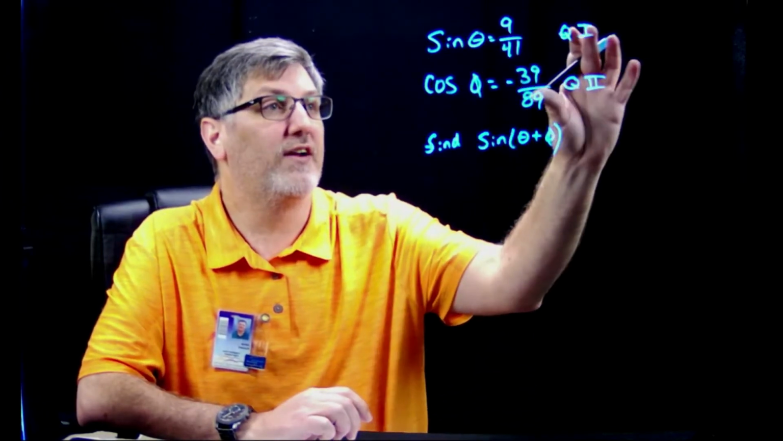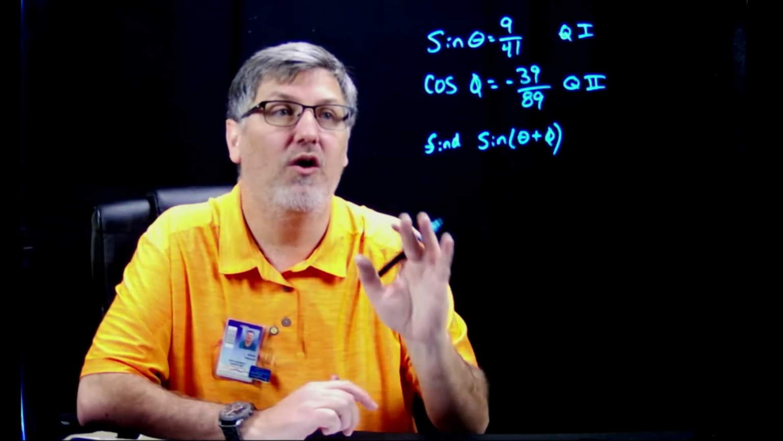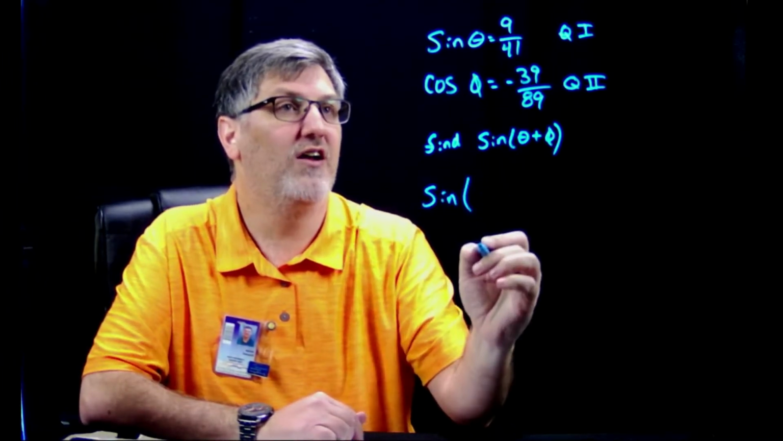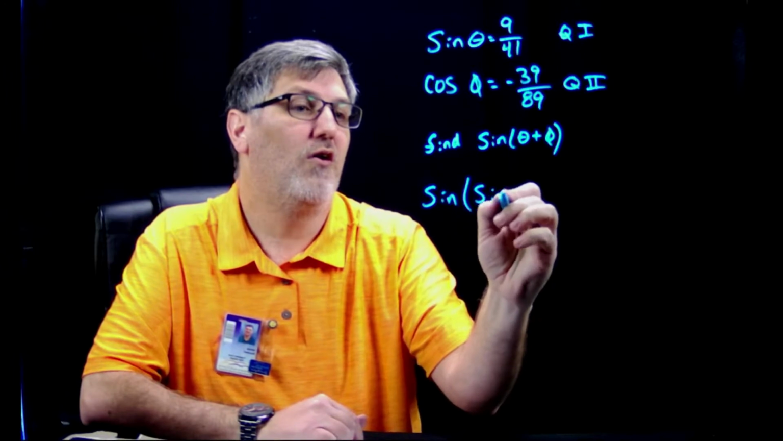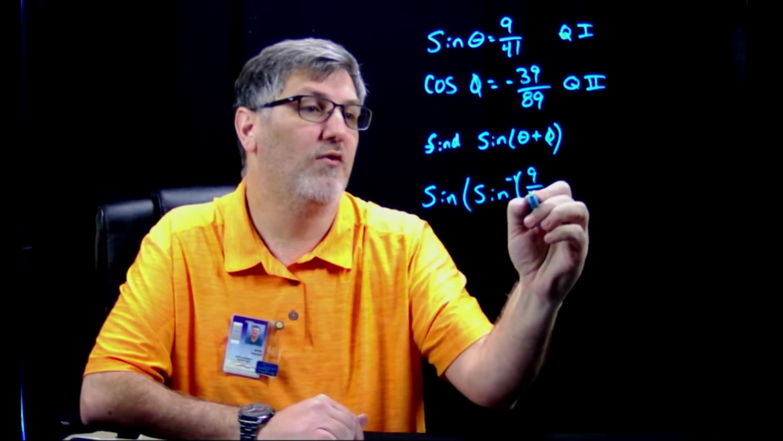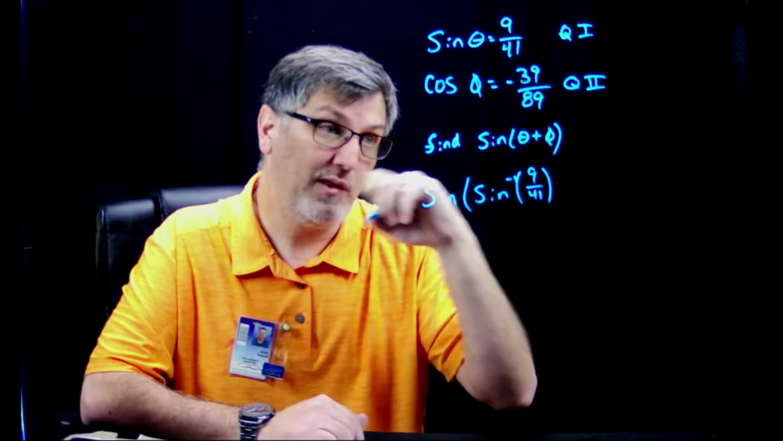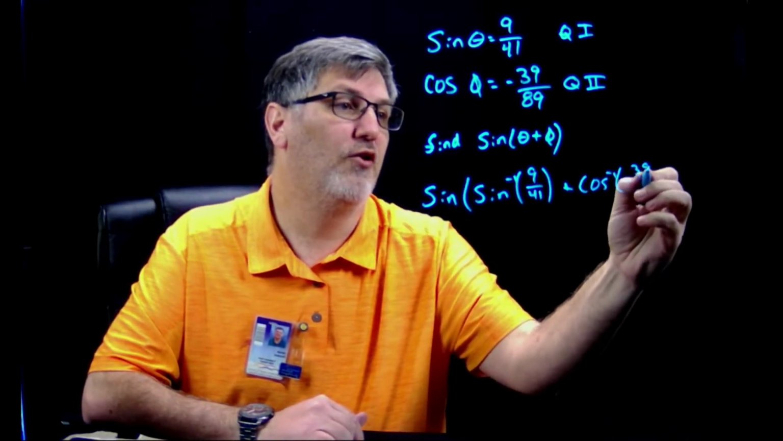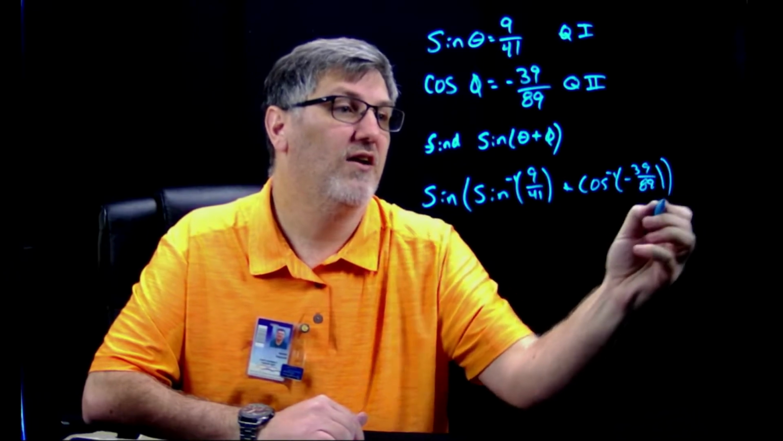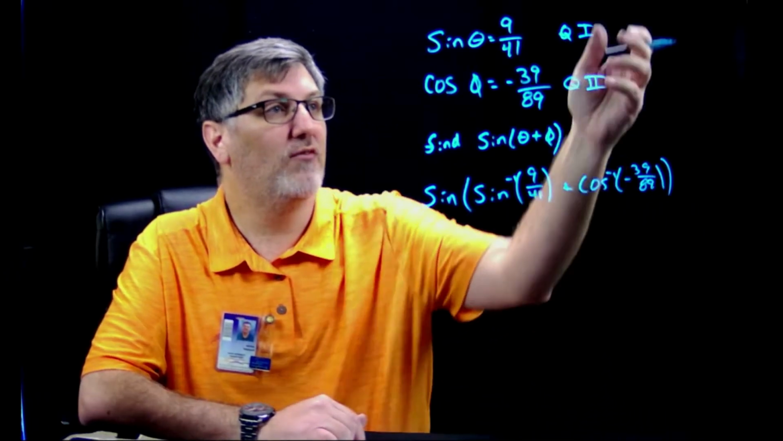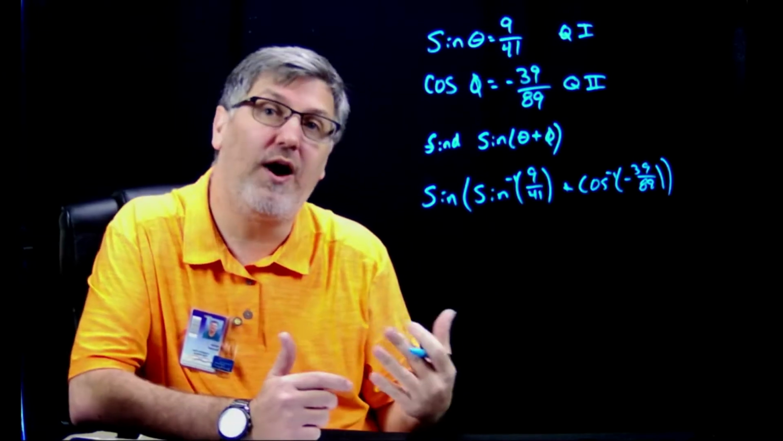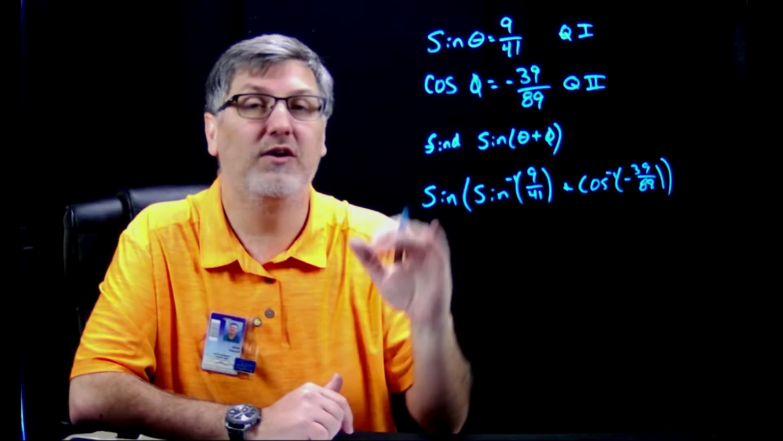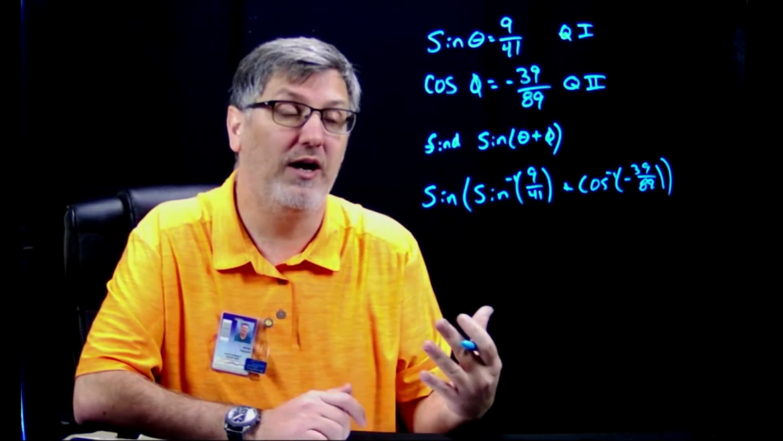Now, I could write it like this and tell you what quadrant it's in, or I could write it like this. I could say, hey, I want you to find sine of arc sine of 9 over 41 plus arc cosine of negative 39 over 89. Writing it this way and writing it this way, it's just two different ways for me to write the exact same question. So I'm not going to make different videos on these because it's the same thing. It's just a different way of me writing it.